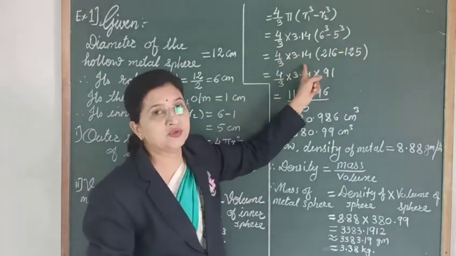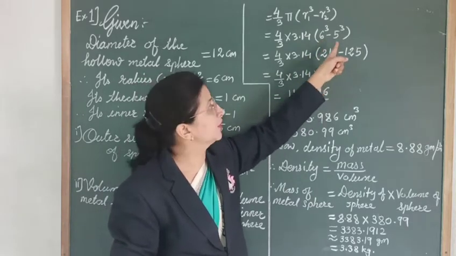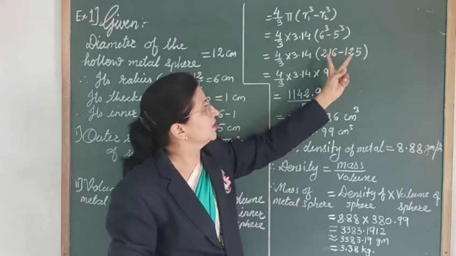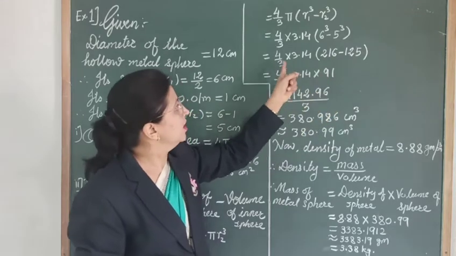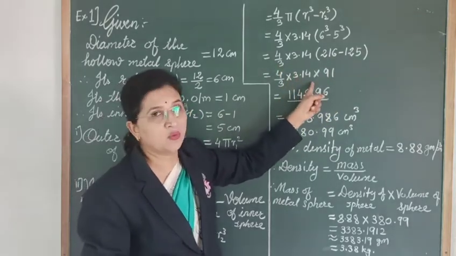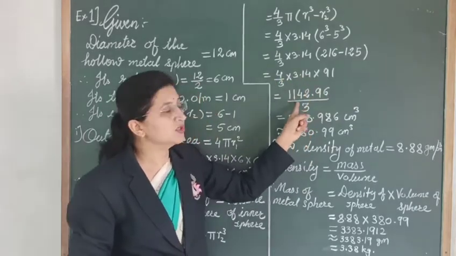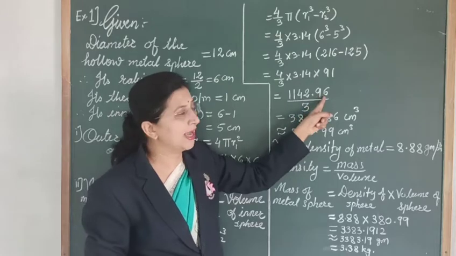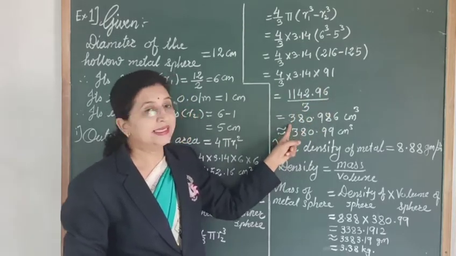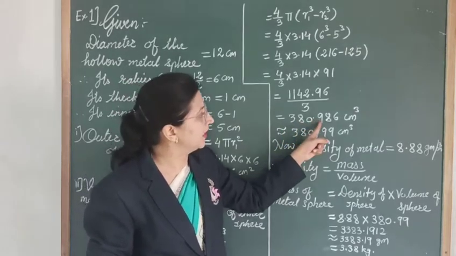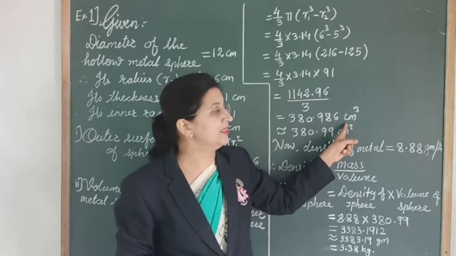4 upon 3 into 3.14, cube of 6 is 216 minus cube of 5 is 125. After taking the difference between these two numbers, we get 91. So 4 upon 3 into 3.14 into 91, this product will be 1142.96 upon 3. After reducing this, we get the answer 380.986 cubic centimeter. This is the volume, that's why it is cubic centimeter.